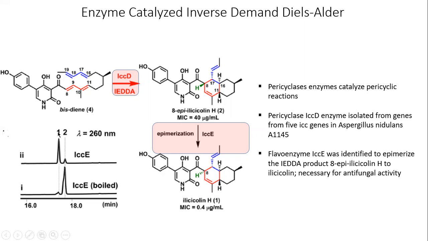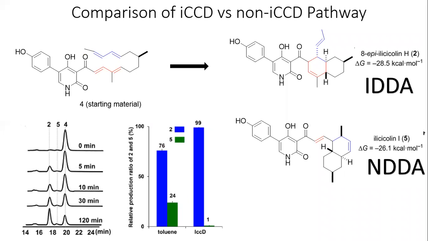This is what they found out. When they took ICCE, they got product one, which is here, right? And this was product two, which is the inverse demand product, but they wanted this product. That's how they determined that this enzyme was the catalyst for this epimerization. Another really neat thing they did was to start with this starting material and look at the reactivity without ICCD and with it.